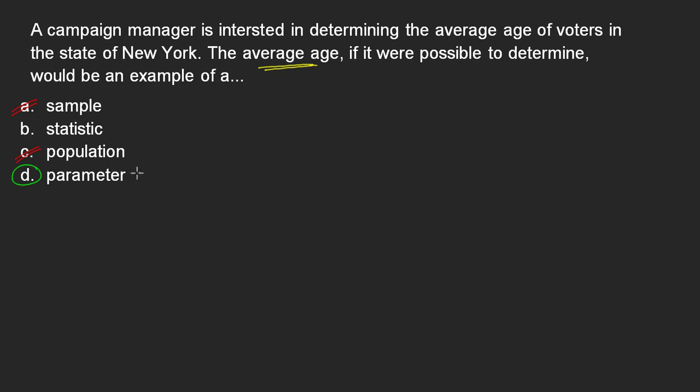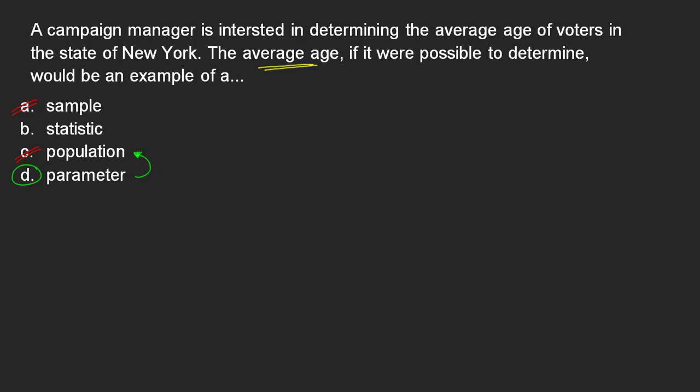The reason being is that parameters describe populations. And because there's no mention here of a sample, there's no mention of focusing on a subset of the population or a small group of people that does not include everybody. Instead, we're talking about the voters of New York. So just in very general terms, we're talking about the average age of all of those voters. If it were possible to determine, that would be a parameter. It's something that describes the population.